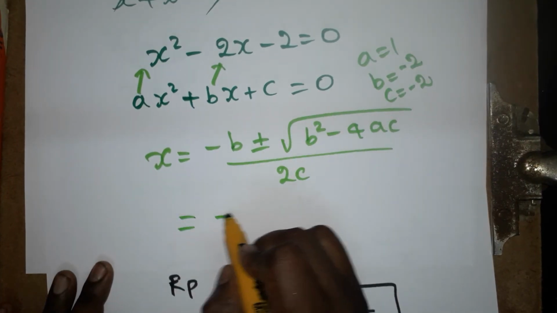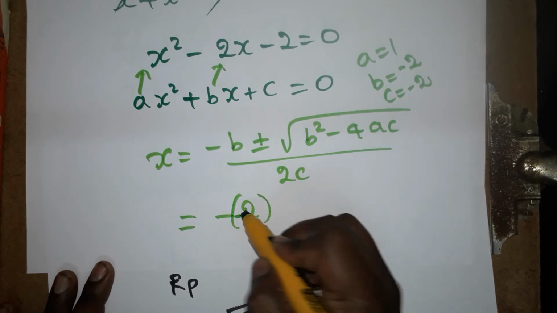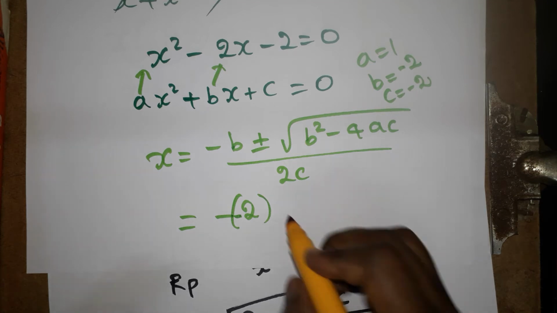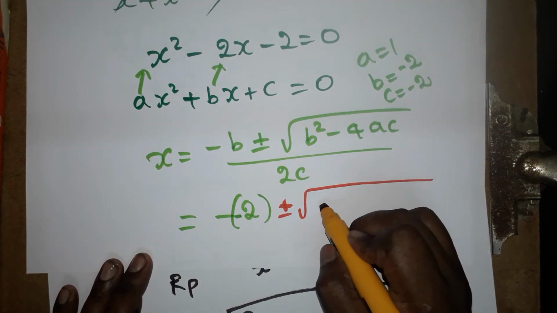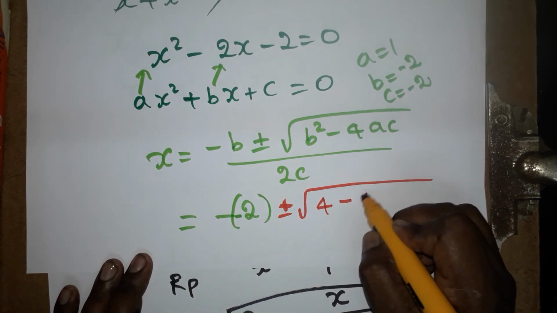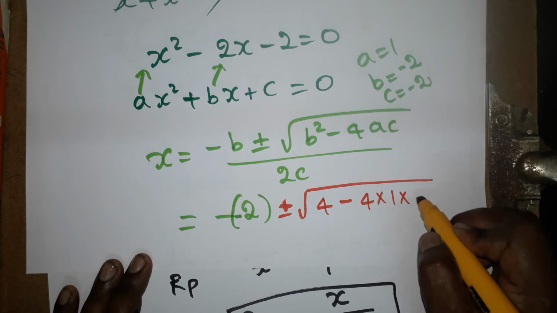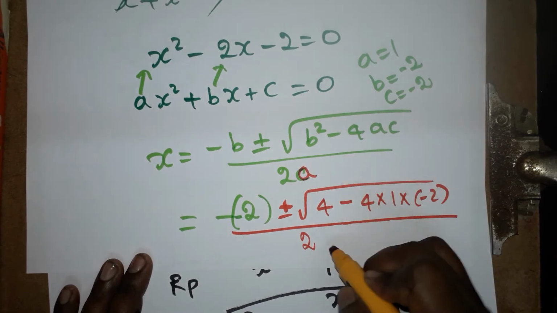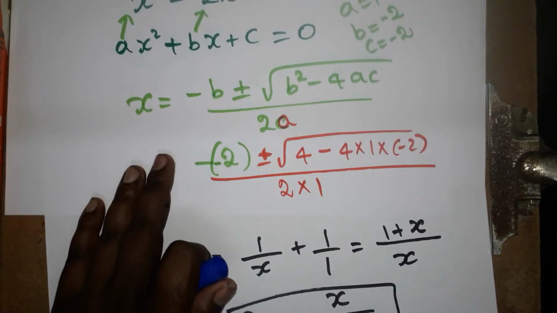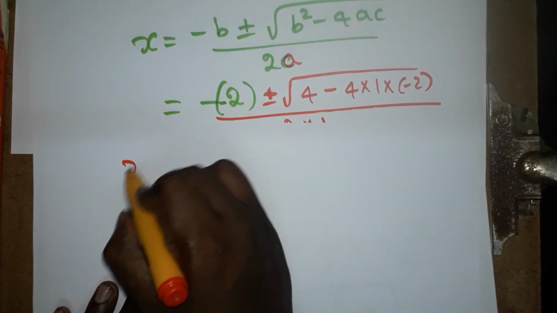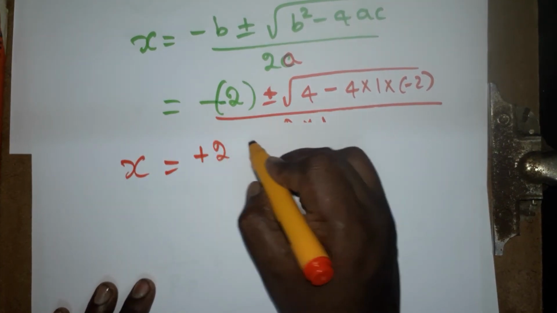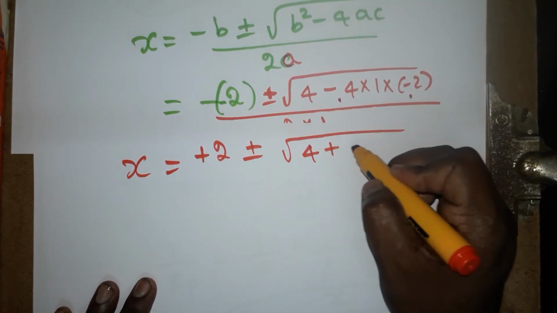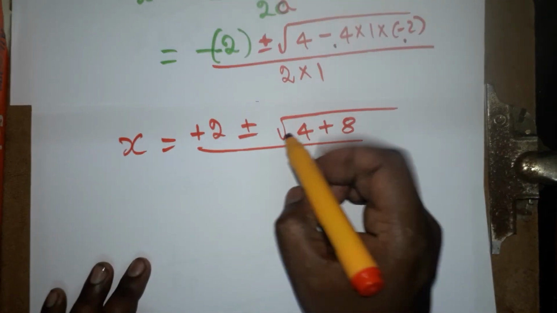So b I got minus 2, so it's going to be minus of minus 2, then plus or minus root of b square, which is 2 square, which is 4, minus 4 into a, which is 1, into c, which is minus 2. Divided by 2 times a, which is 1. Next, I am going to find x. Minus minus is plus, so 2 plus or minus root of 4 plus 8, divided by 2.